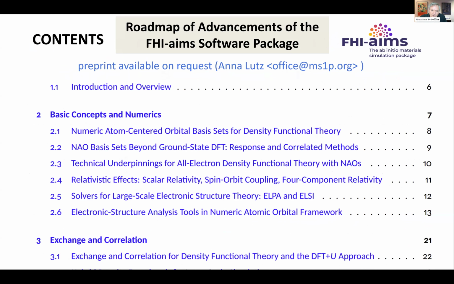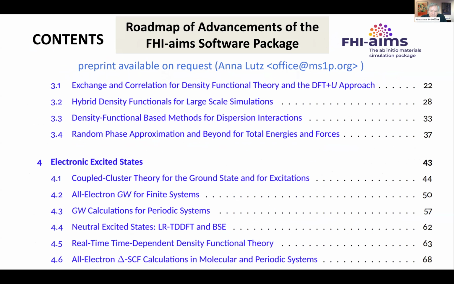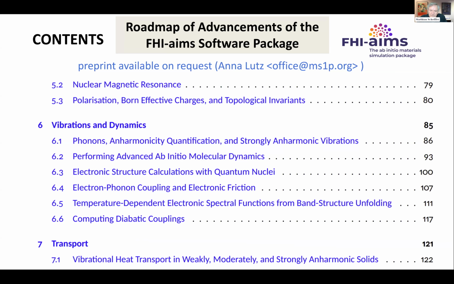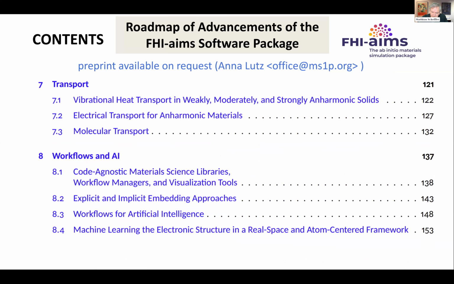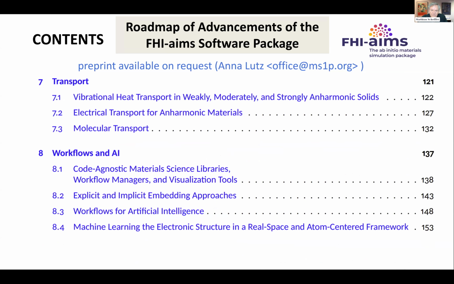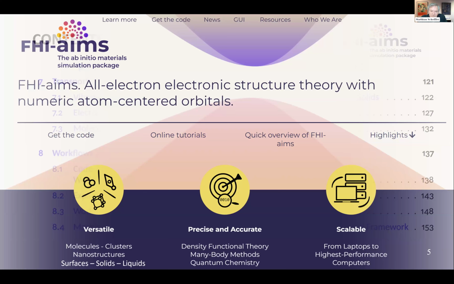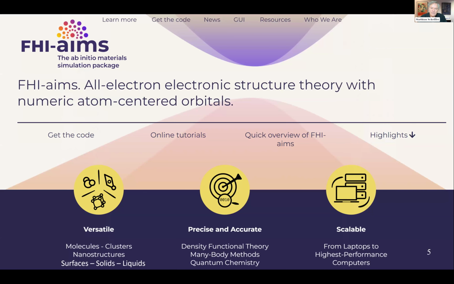Obviously, it is not possible to cover all 32 contributions in a 30-minute talk. Thus, I will only have a little glimpse at this roadmap and will discuss very few selected examples. Here you see the FHI-aims webpage. FHI-aims is an all-electron code which employs numeric atom-centered orbitals as basis set. I will explain this concept in a moment. The key characteristics of FHI-aims are summarized under these yellow buttons here.